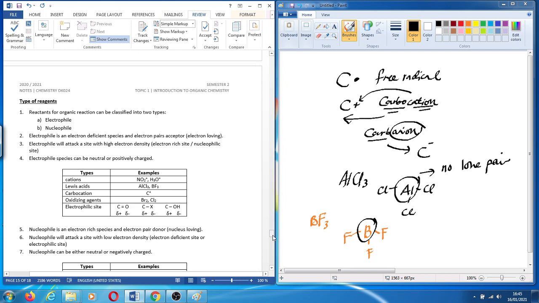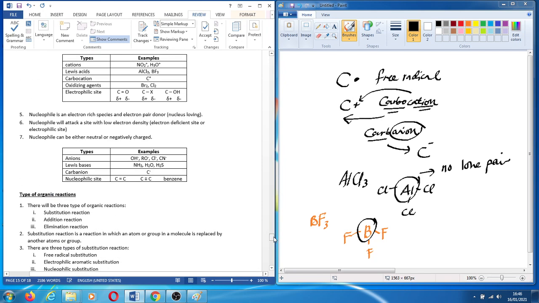And the nucleophilic side. Nucleophile is an electron-rich species, an electron pair donor. Nucleophile means it will be rich with electron. Nucleophile will attack a site with low electron density. Example here, this is your nucleophile. It will attack the place that has less electron density, such as C double bond O. The nucleophile will attack the site here.